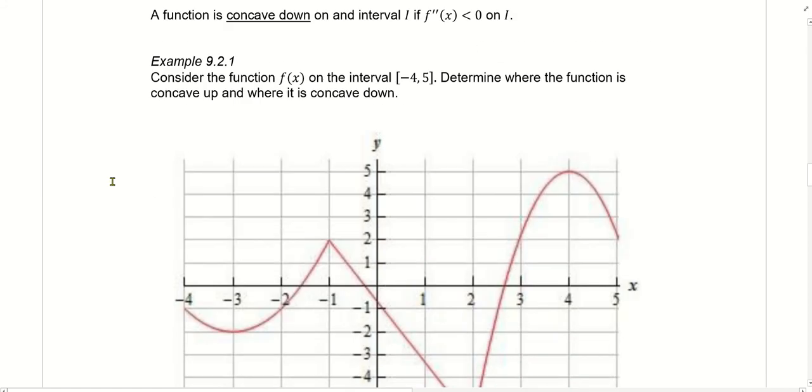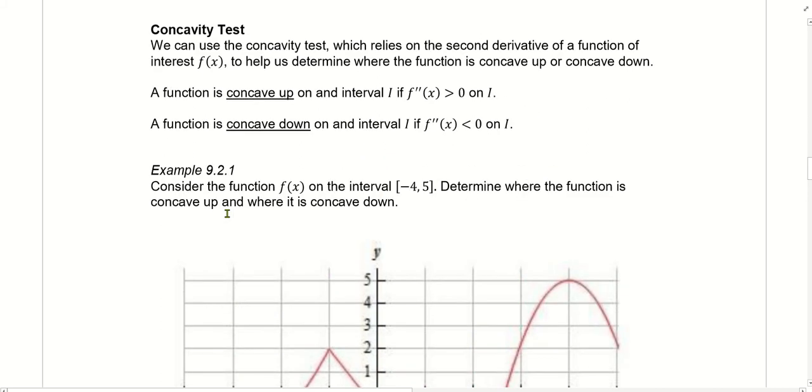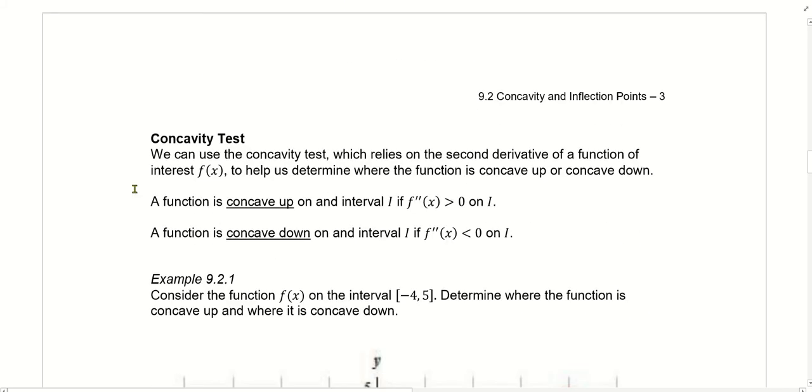Okay, so we're going to talk about concavity visually here in just a second, because again, I think it helps to talk about it visually first. But I also want to introduce the concavity test, which is a really nice, easy test, similar to our increasing-decreasing test. But now instead of looking at the sign of the first derivative, we look at the sign of the second derivative. We use the sign of the first derivative to determine increasing and decreasing for a function. We look at the sign of the second derivative to determine concavity.